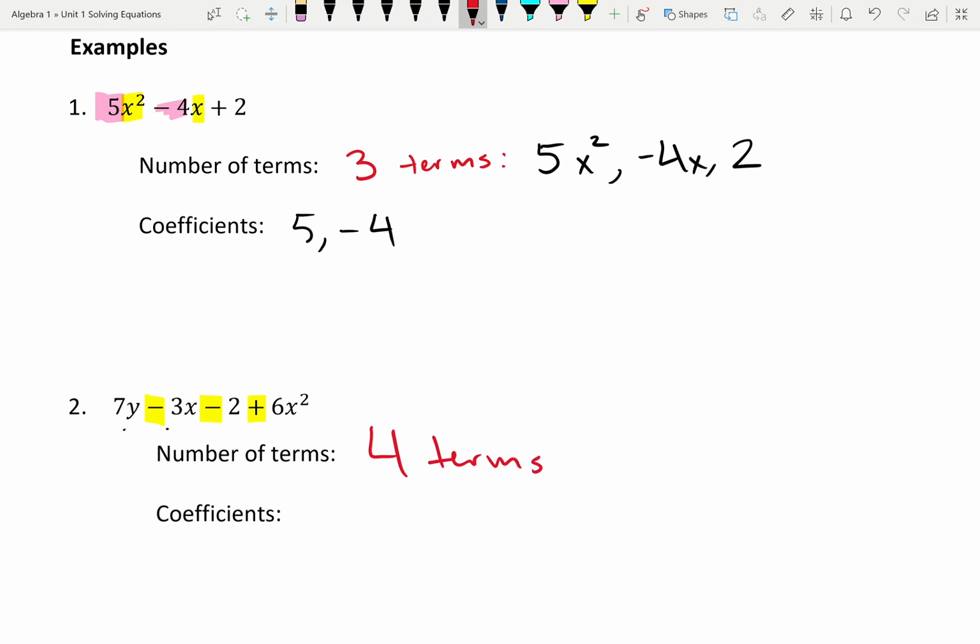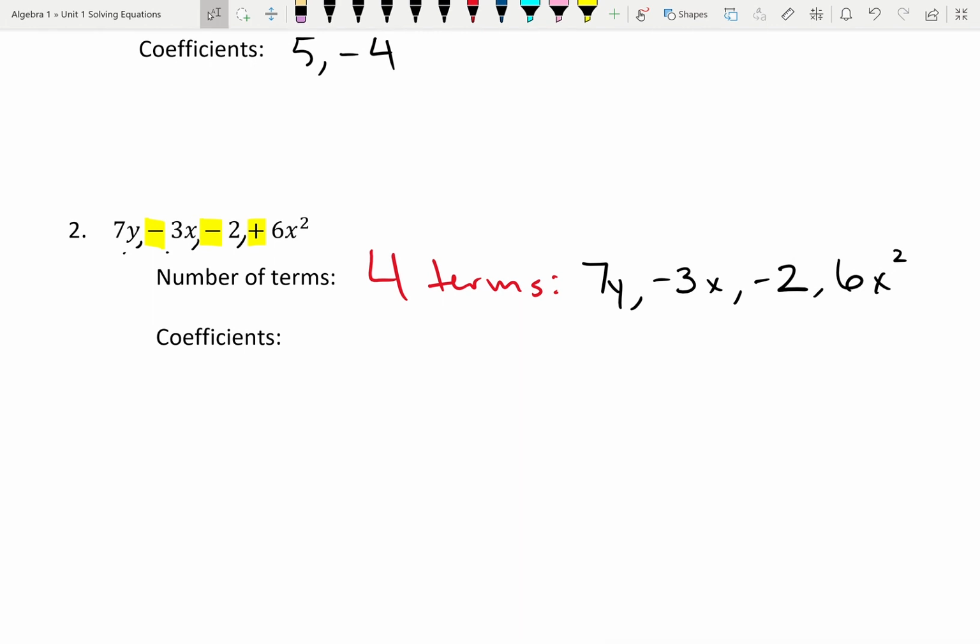And those terms are, we have a 7y, separated by a 3x, or next to a 3x. So we have negative 3x. After the 3x, we have negative 2. We have to include the sign, negative 2. And then after that negative 2, we have plus 6x squared. But again, since it's positive, we just assume it's positive. So it's going to be plus 6x squared, or just a 6x squared. So that's 1, 2, 3, 4. You just list them out.